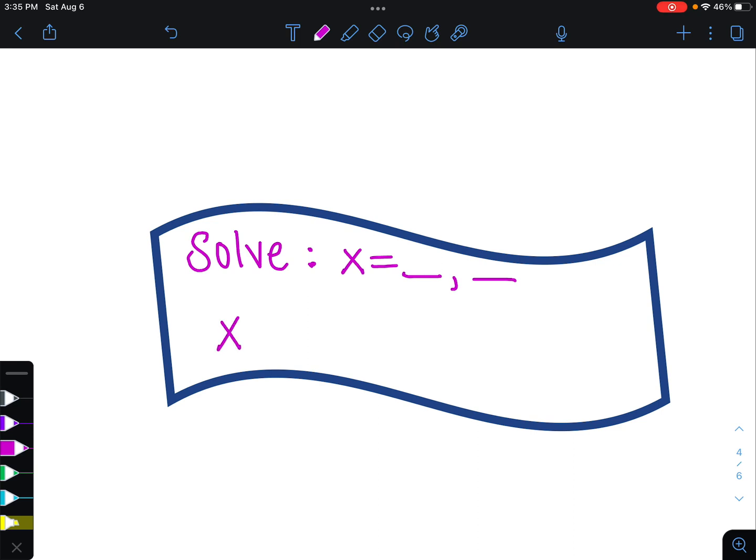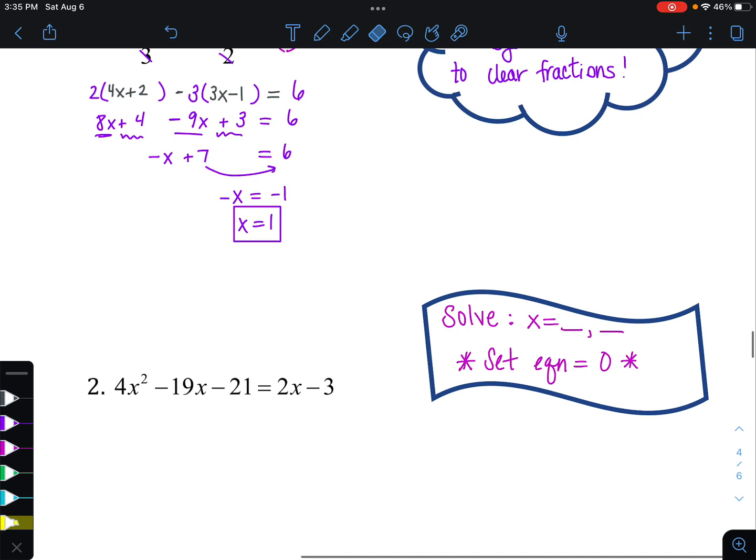What you have to do in order to do that is you have to set the original equation equal to 0. Okay, make sure you set the original equation equal to 0. And make sure you read the directions, right? It's going to say solve. And when the directions say to solve, not factor, that's when you set the equation equal to 0.